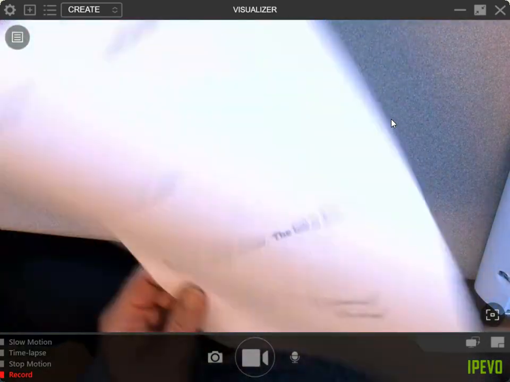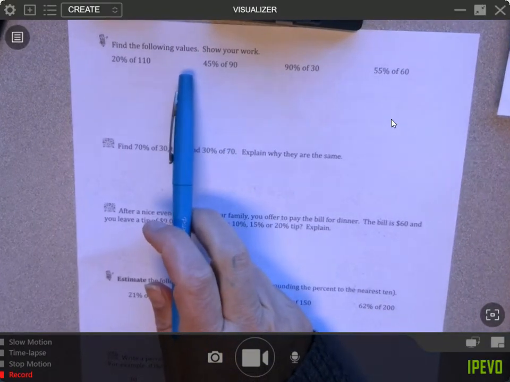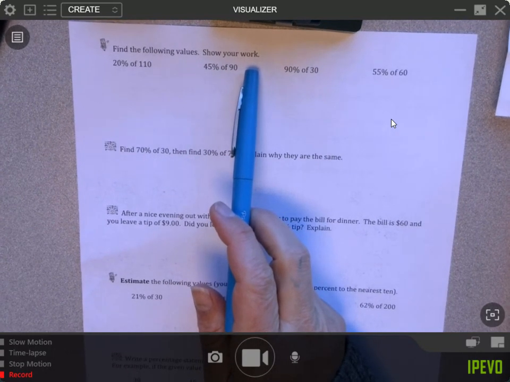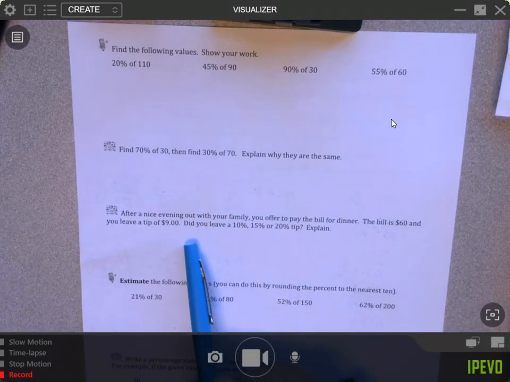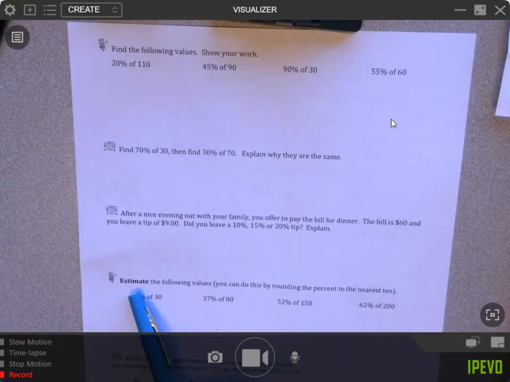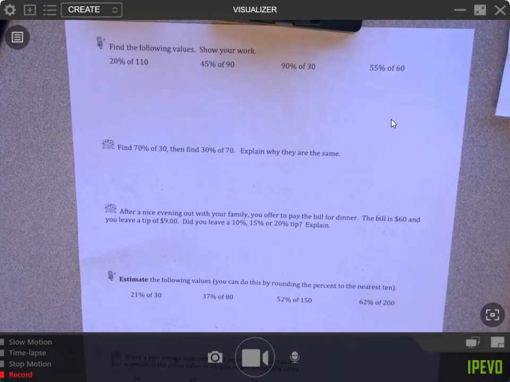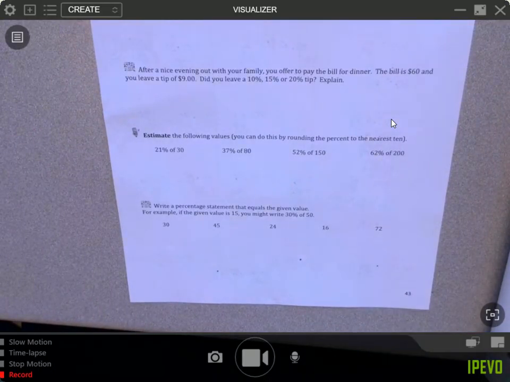All right, let's look at our back side. Now, find the following values, show your work. So you're going to write it out, just like we did on the front. Then we've got some word problems that you need to figure out. Then it says, estimate the following values. You can do this by rounding the percent to the nearest 10. So instead of 21%, what would we use? Claire? 20%. All right, so you're going to estimate by rounding it to the nearest percent.